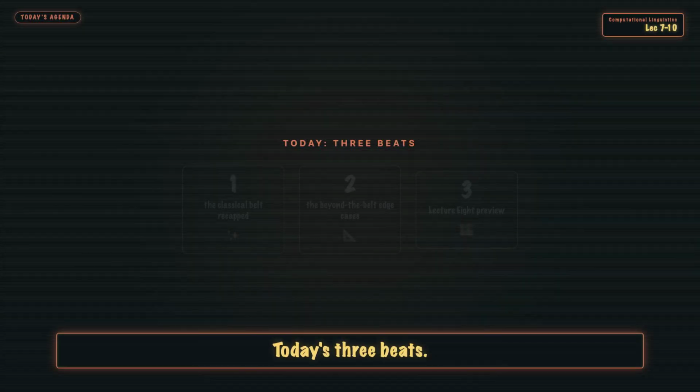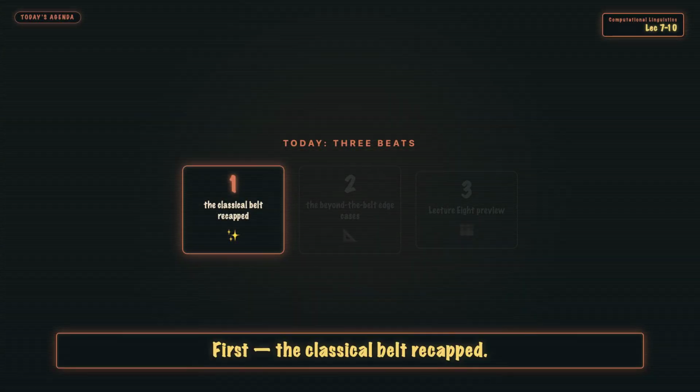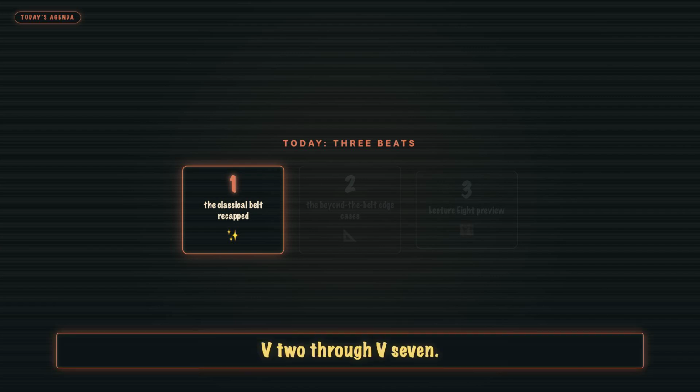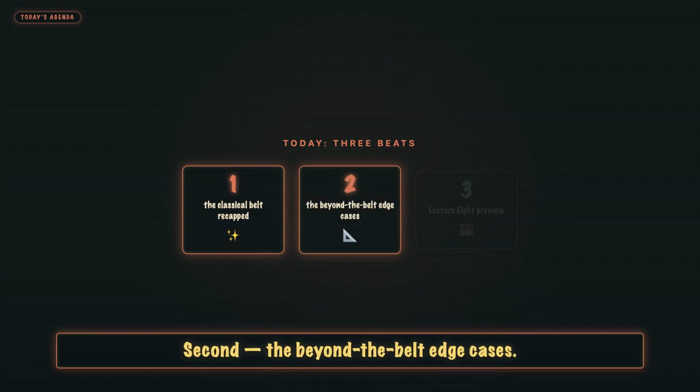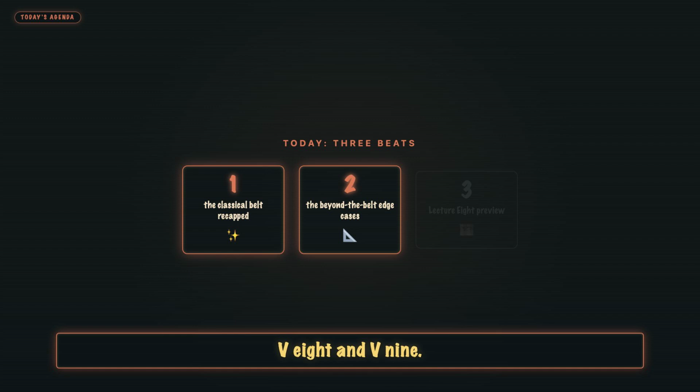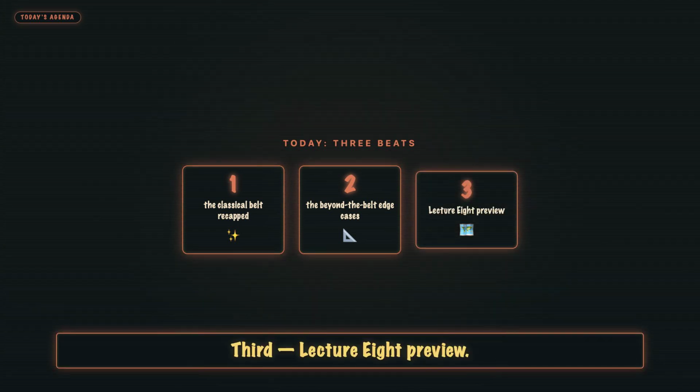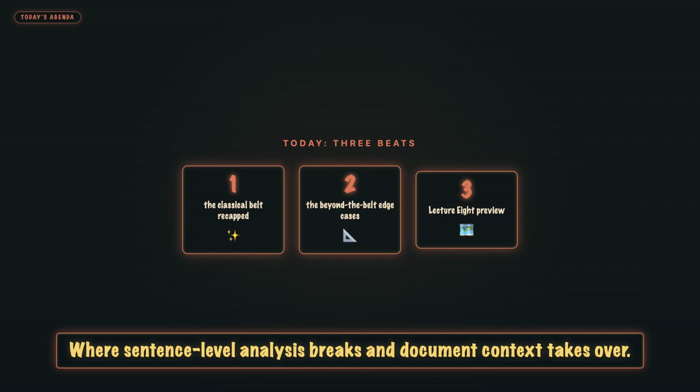Today's three beats. First, the classical belt recapped. V2 through V7. Six stations, six ideas. Second, the beyond-the-belt edge cases. Coreference and multi-word expressions. V8 and V9. Third, Lecture 8 preview. Document-level tasks, summarization, speech, translation, where sentence-level analysis breaks and document context takes over.